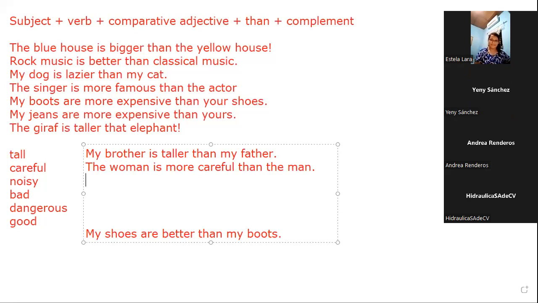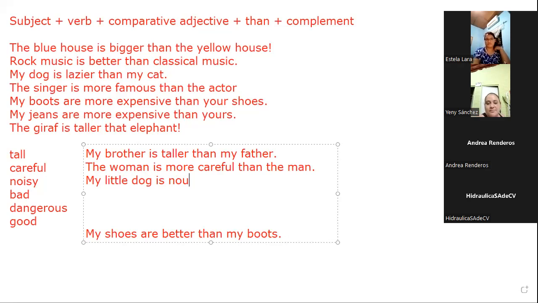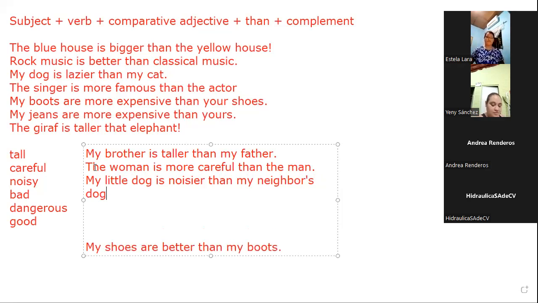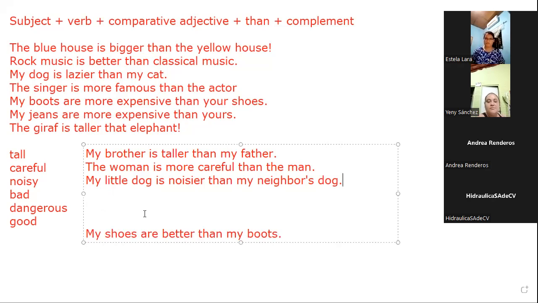Sí, teacher. Yes, go ahead. Jenny, go ahead. Noisy, please. My little dog is noisier than neighbor's dog. Very good. My little dog is noisier than my neighbor's dog. Okay, very good. Good job, Jenny.